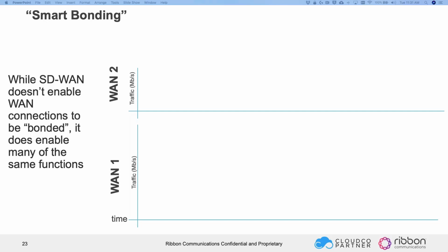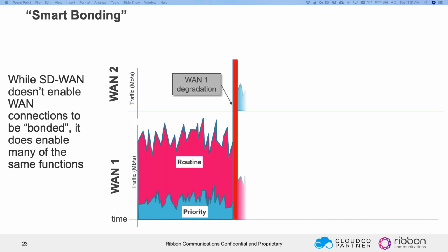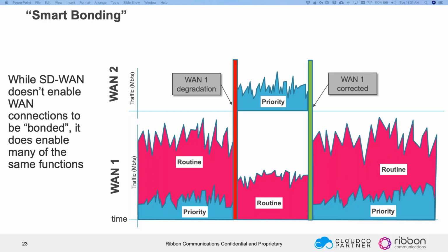It means that if you're running an EdgeMarc, you can run both broadband links as active-active, which is critical because if a customer is paying for 2 broadband links, they want to use 2 broadband links. So in this environment, we're looking at WAN 1, where the priority traffic is performing on WAN 1, and the routine traffic is on WAN 1 as well. But let's say WAN 1 degrades. We've now moved the traffic to WAN 2 because WAN 2 is performing more solidly. And then when the correction happens, you're back onto WAN 1.